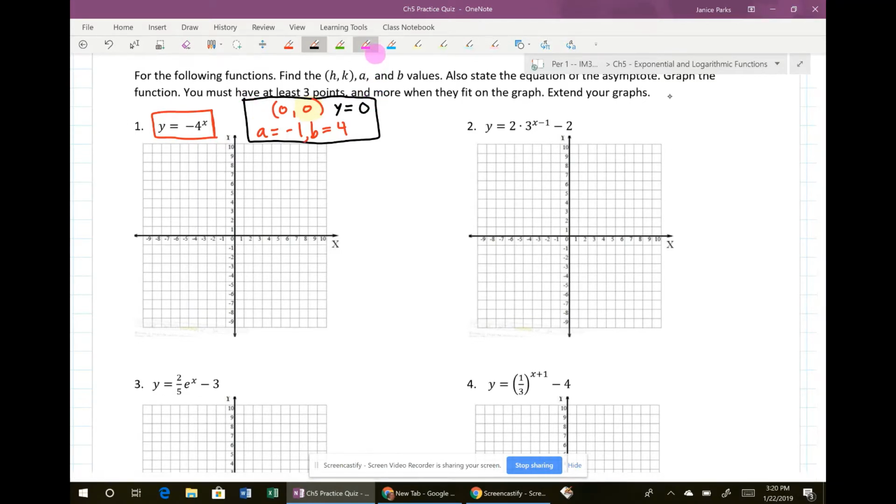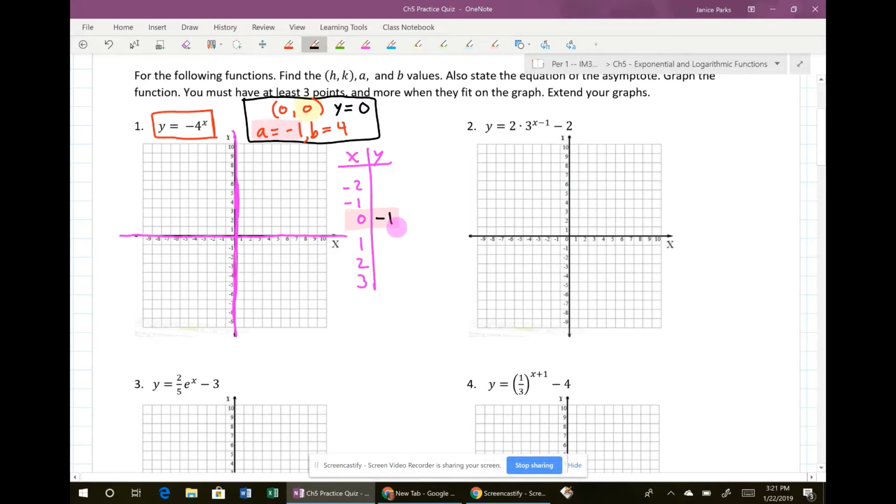So the HK, I'm going to go ahead and draw that in even though it's on 0, 0, just so we could follow the same format on all the problems. Then we're going to make an XY chart. In the XY chart, we're going to pick 0, 1, 2, 3, -1, -2. You might need -3. You need to at least have 2 numbers above and below to start with until you figure out what's happening in the problem. So the A value is the initial value. That's going to tell you where you start on the 0. So that would be at -1.